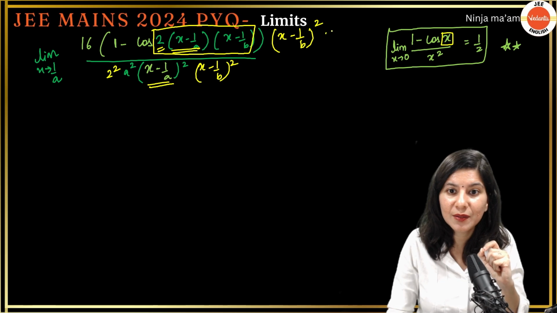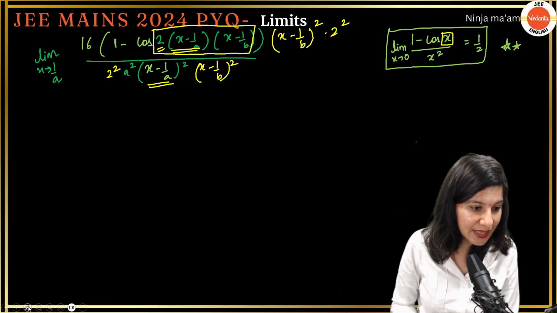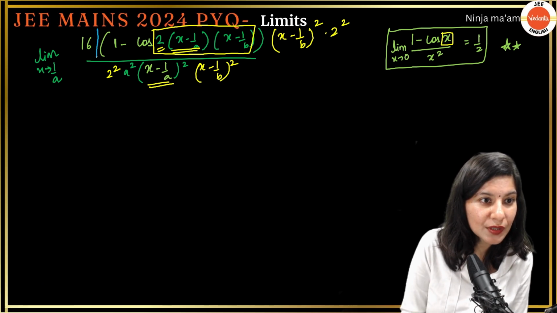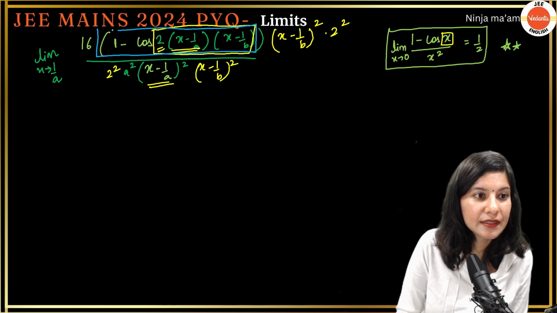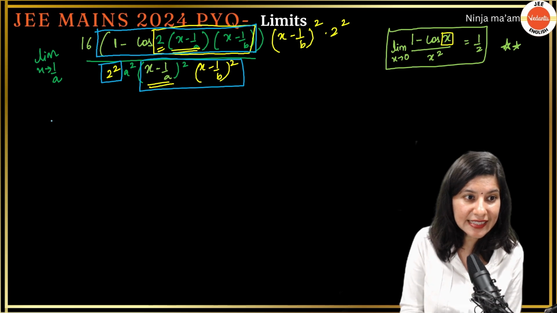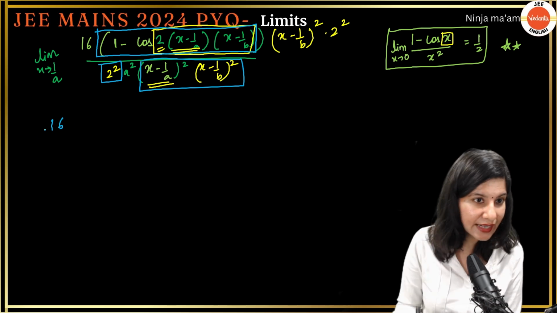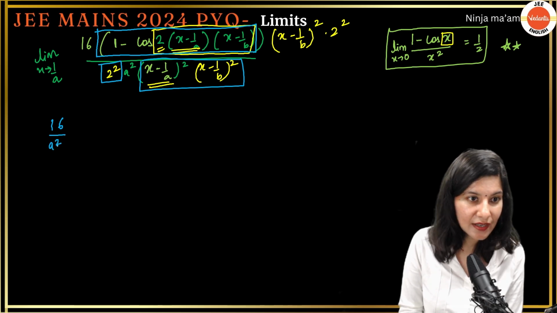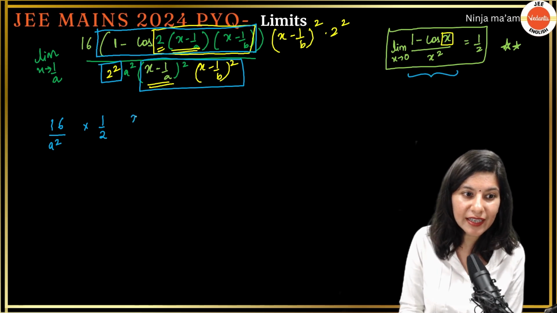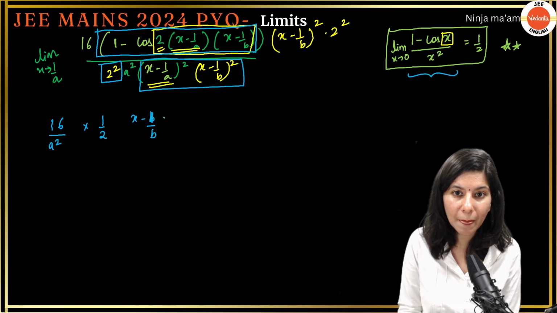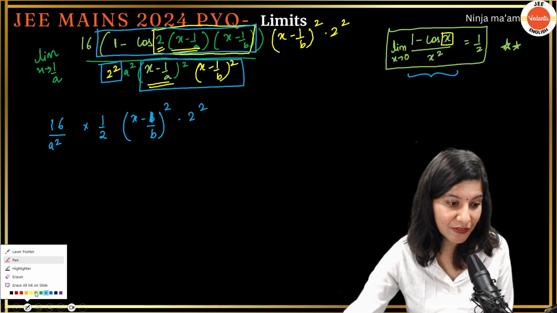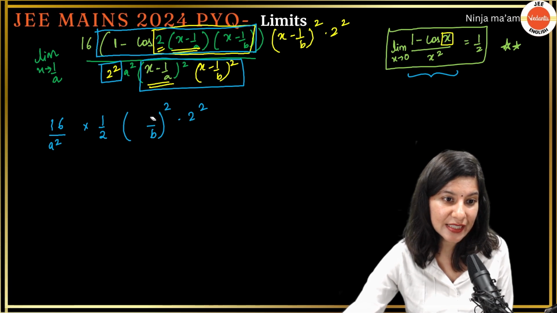Now I'm going to directly write half in place of what all things, just tell me. In place of this blue box, this blue box, and this blue box, because it is exactly 16. I'm just writing it aside upon a square, and rest everything is 1 by 2, using this limit. And now we have x minus 1 by b whole square, and 2 square. No need to write x also, because we are just putting the limit. We are finally calculating the value of that limit. So x will be replaced by 1 by a.